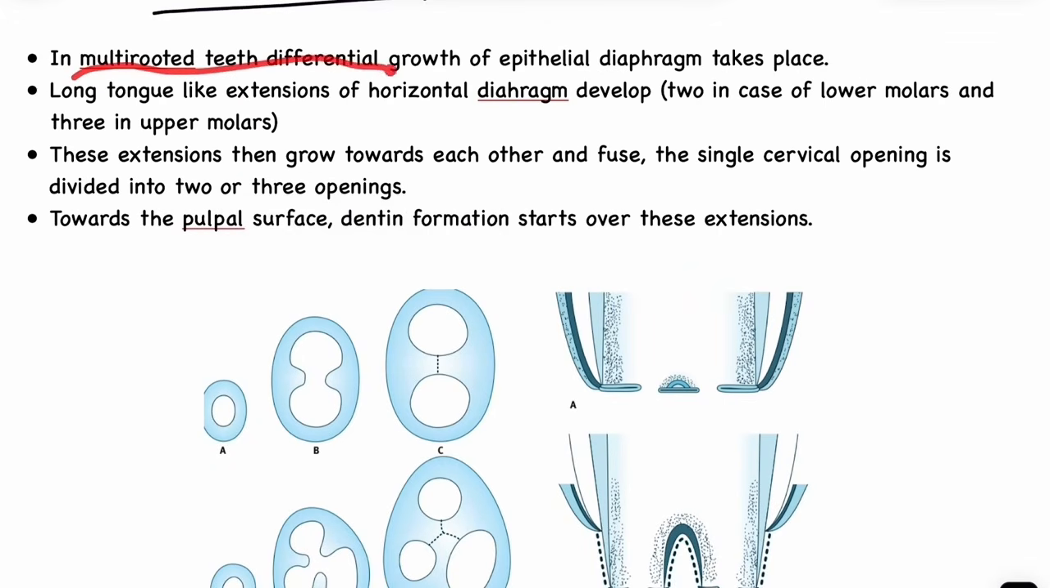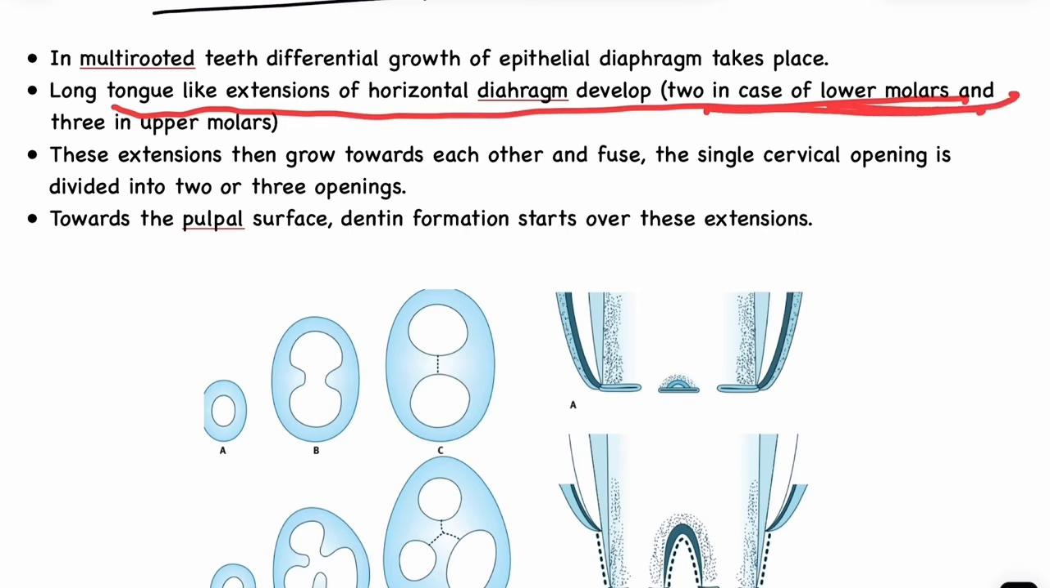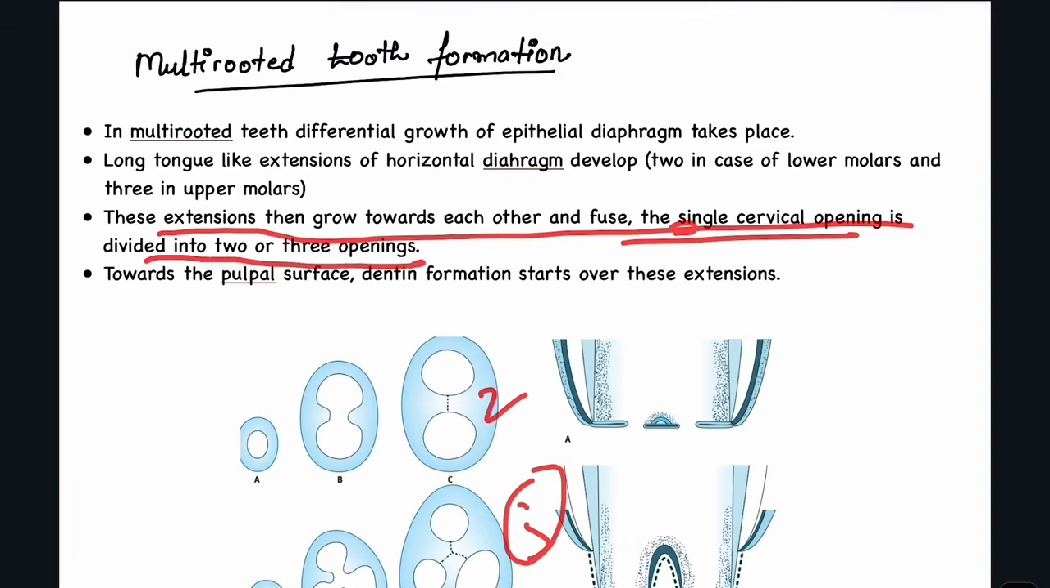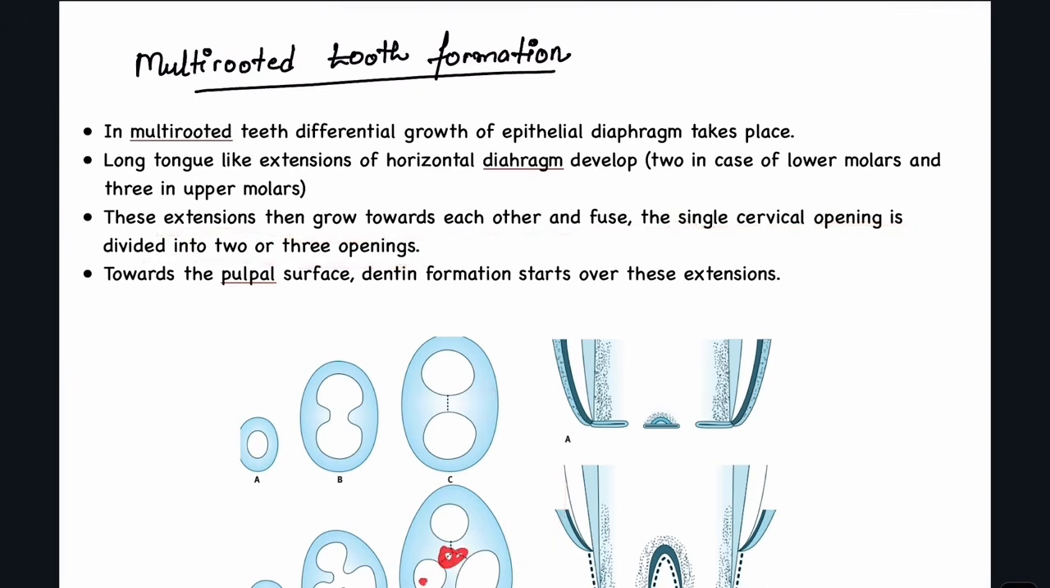So in multi-rooted teeth, differential growth of epithelial diaphragm takes place. Differential growth means that there is some extra specialization over here. Some tongue-like extensions of the horizontal diaphragm develop, two in the case of lower molars and three in the case of upper molars, because the lower molars have two roots and the upper molars have three roots. So there will be two diaphragms in here and three in here. These extensions then grow towards each other and fuse, and the single cervical opening is converted into three openings. So they fuse together and then this one hole is converted into two holes or three holes.